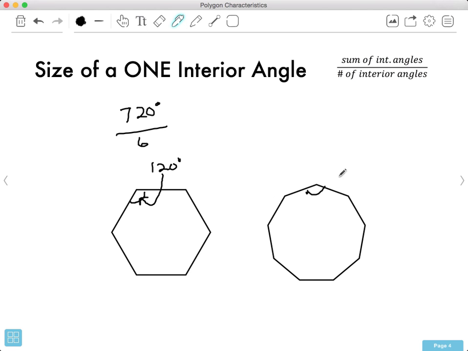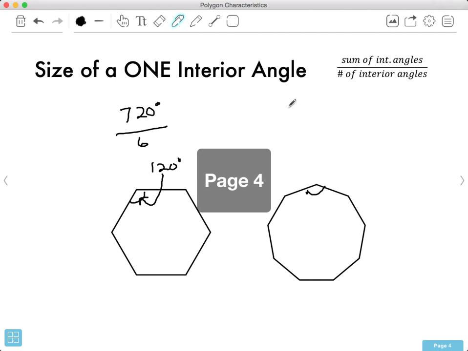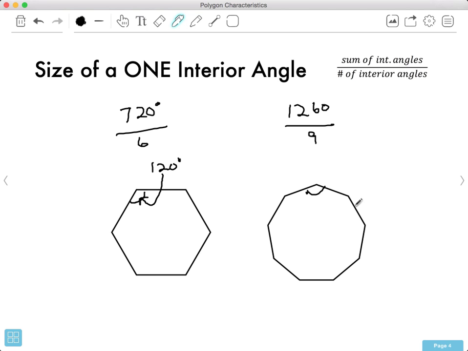In my nonagon, I would take the sum of all the interior angles, which was 1260 degrees. And I go 1260 degrees divided by 9, because there's 1, 2, 3, 4, 5, 6, 7, 8, 9 interior angles, same as the number of sides. And 1260 divided by 9 is 140 degrees. As the number of sides increase, these angles will increase as the spread between them gets bigger and bigger and bigger.